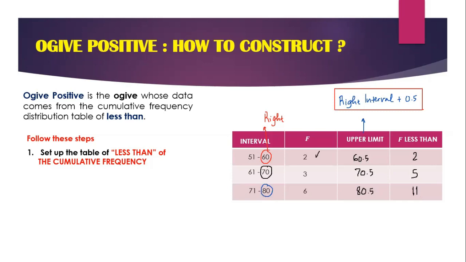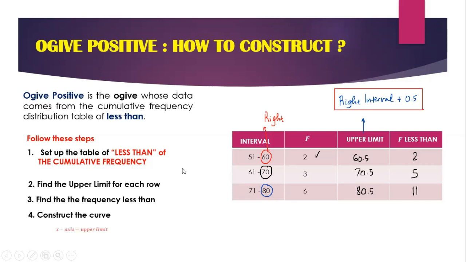After finishing step number 1, go to step number 2: find the upper limit of each row. This is the upper limit formula: right interval plus 0.5. Step number 3: find the frequency less than. Done. And number 4, construct the curve. The x-axis is the upper limit and the y-axis is the less than cumulative frequency.